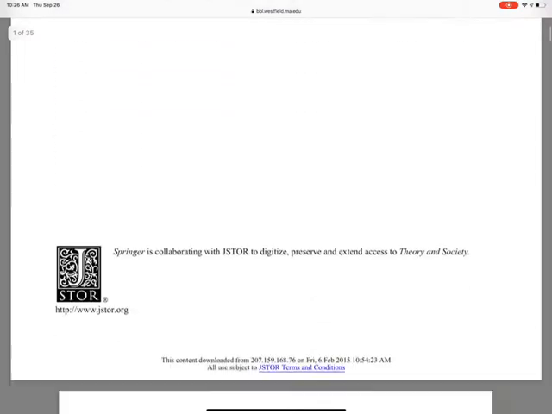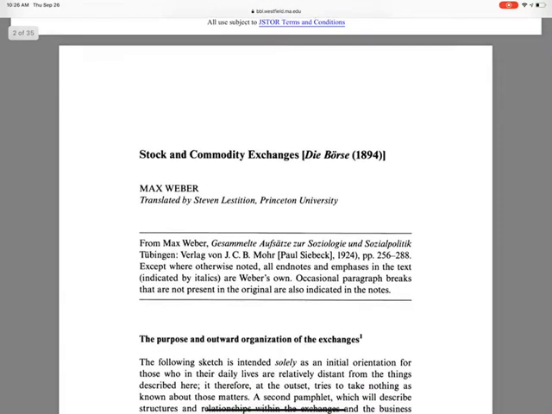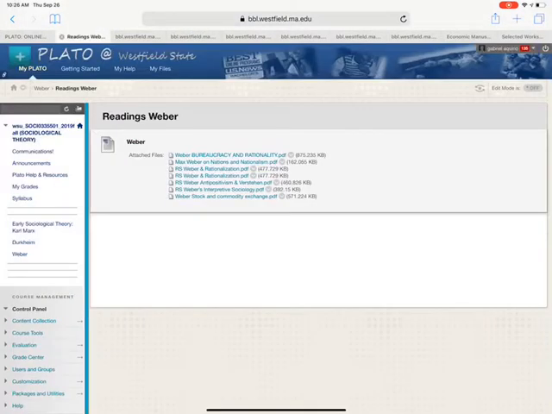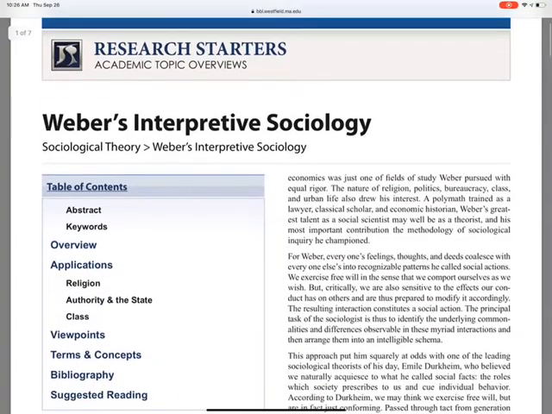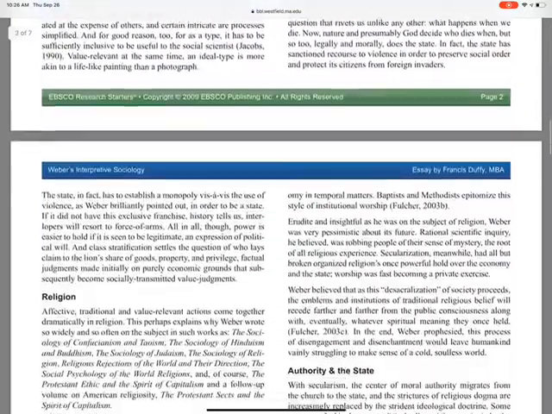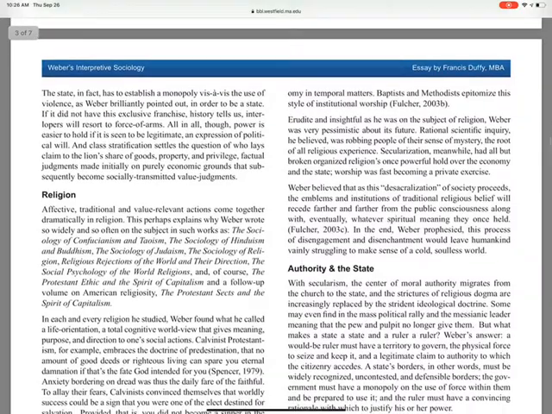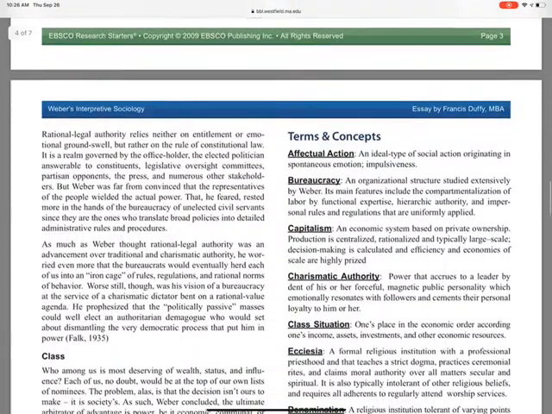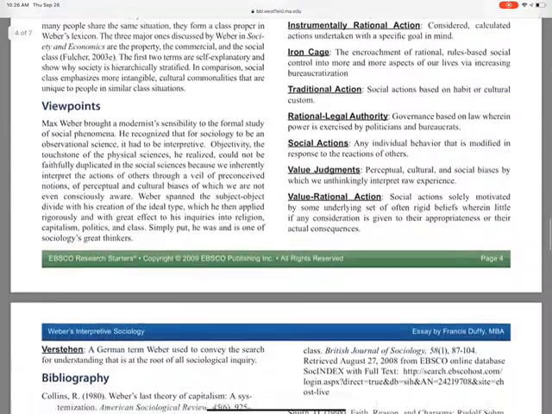Right. This is another reading. This one talks about stocks and commodity exchange, the idea of how exchange happens, which, again, if you compare to Marx, you can see these two ideas playing themselves out. The interpretive sociology is where you see the symbolic interactions and micro sociologists kind of tapping on. And he did this in his work on religion and talking about class and the significance of class.